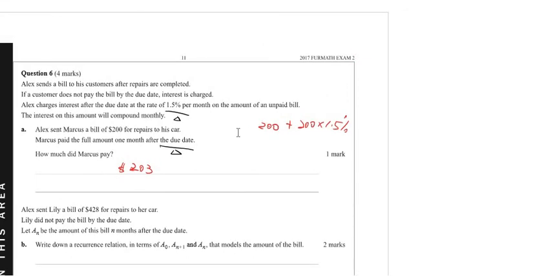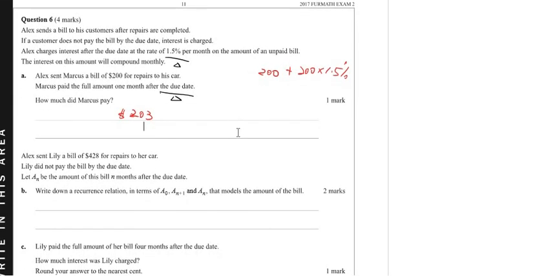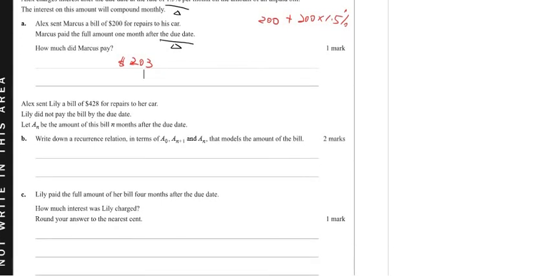the amount of interest will be compounded monthly. So it means that you will pay interest for interest as well. Okay, so at the start, which is A_0, because it asks us to represent that in terms of A_0, at the start, Lily owes $428.